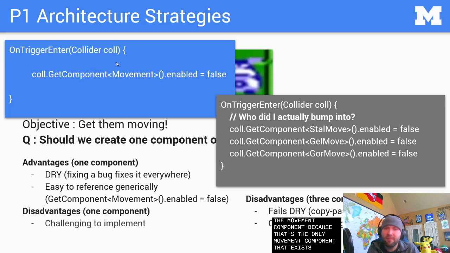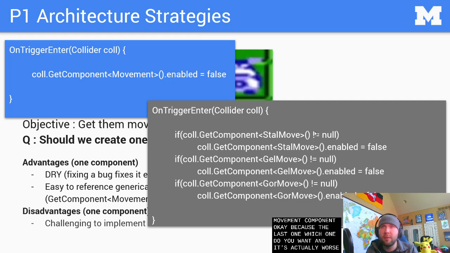However, if you have one movement component for every unique enemy, it's going to be a pain in the butt. What you're going to notice is that you get into this pattern, okay? You have to manually grab every component type and turn it off because you can't just say, hey, grab me the movement component, okay? Because they'll ask, well, which one do you want? And it's actually worse because you can't write just three lines. You need six because your Stalfos might not have the gel movement component. Your gel might not have the Stalfos movement component. So you have to make sure whatever you're touching has the component that you want and turn it off. You have to do all of this.